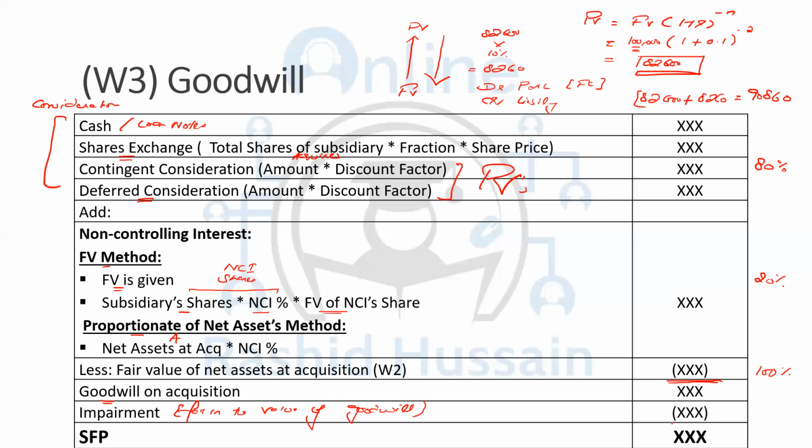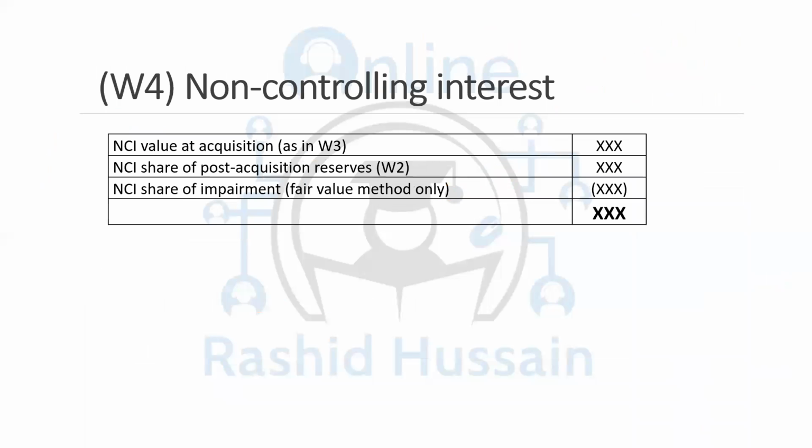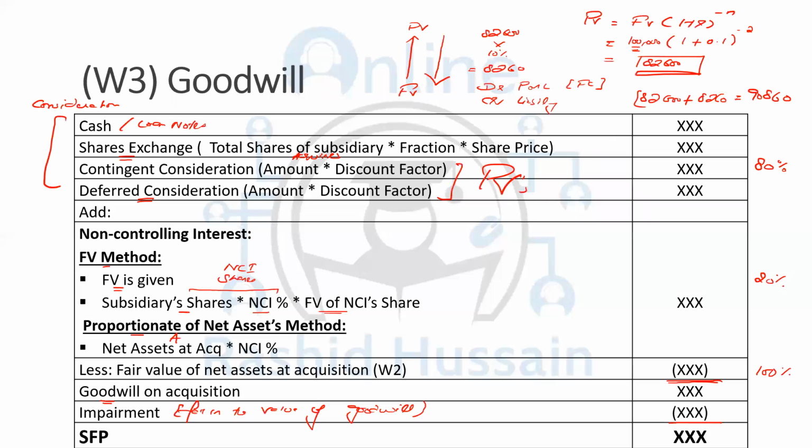So this figure is then recorded within the statement of the financial position. Now we have working number 4, which is the non-controlling interest. So what we're going to do is take the NCI value at acquisition, which we have calculated in working number 3. And then we'll be giving them the post-acquisition share.